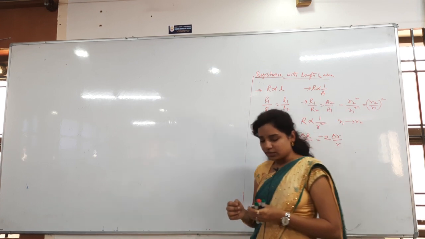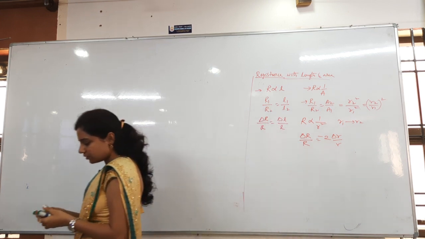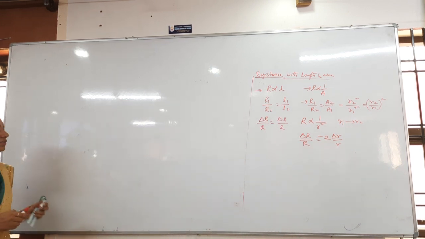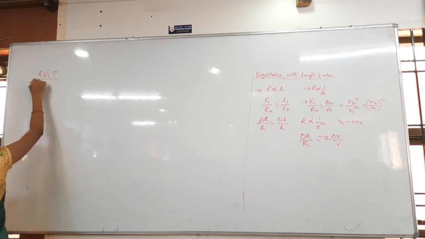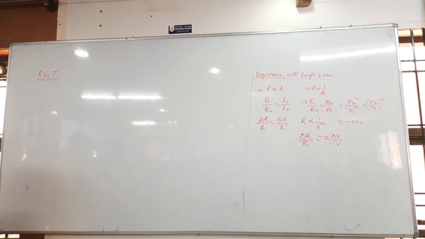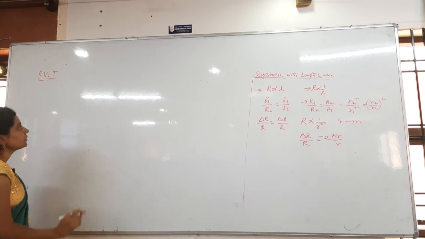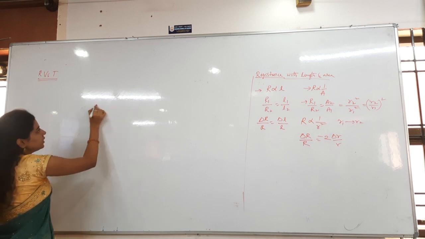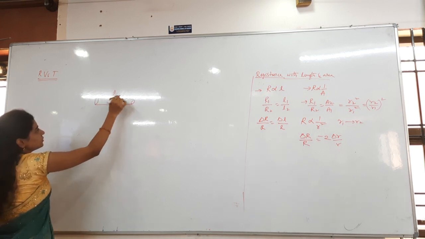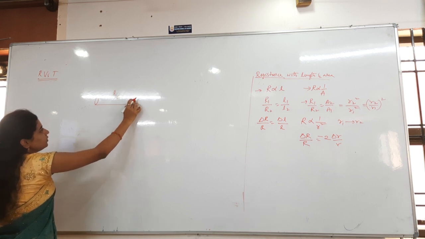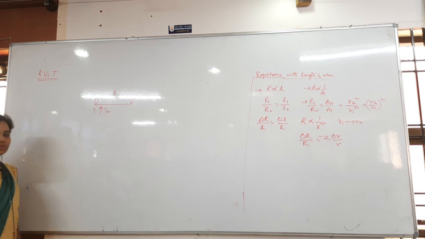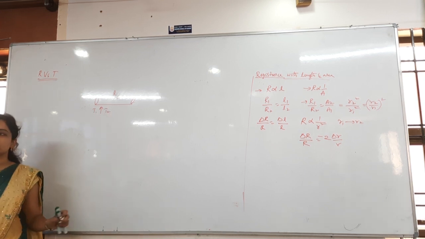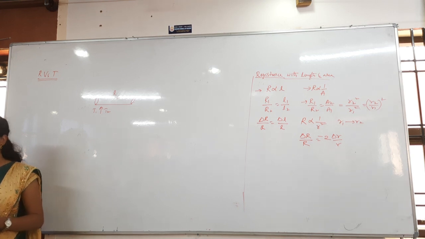First of all, resistance depends on the temperature. The dependency of resistance on temperature. So here I have taken a wire of length L, initially. Now what I am doing? I am raising the temperature from T1 to T2. Then what happens to the length? Just forget about the resistance. What happens to the length? Length will increase. How will it increase? Can you tell me the formula?